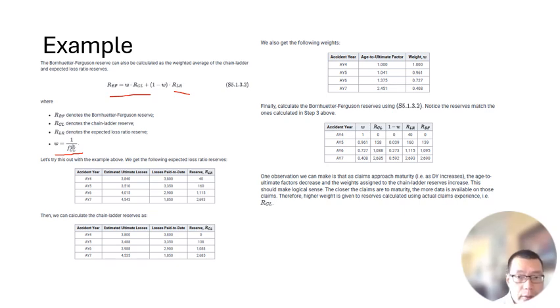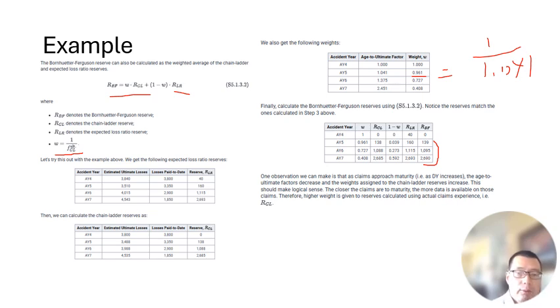Now, the weight we get is this. Weight is 1 over the age to ultimate factor, so this 0.61961 is coming from 1 over 1.41. Finally, to calculate the Born-Hütter-Ferguson reserve, we apply the weight to the reserves, and we notice that the reserve is the same as what we calculated previously.